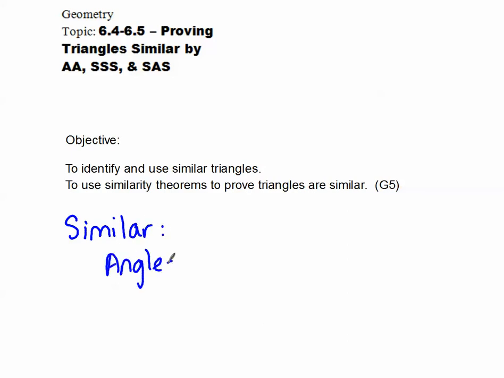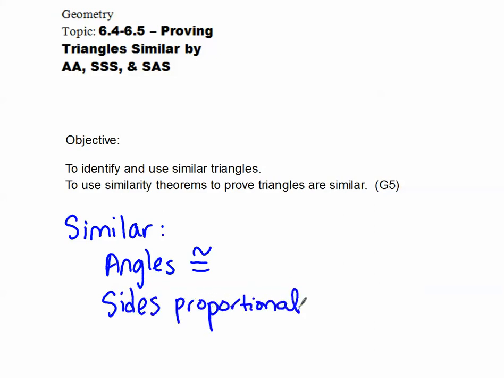Angles, all of the angles have to be congruent. And what about the sides? They have to be proportional. So the angles have to be congruent and the sides have to be proportional. Those two things have to happen for figures to be similar. Well, what is the minimum amount of information that we really need? Let's look at some shortcuts.